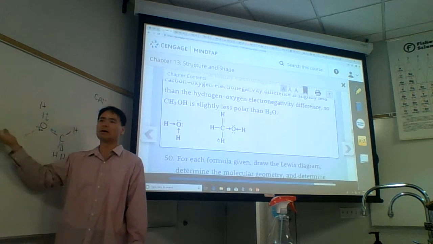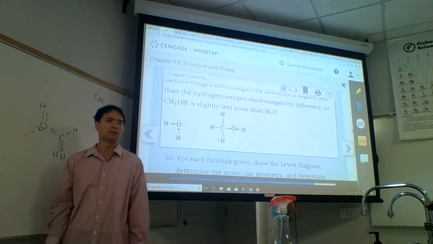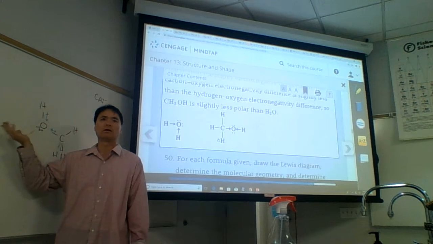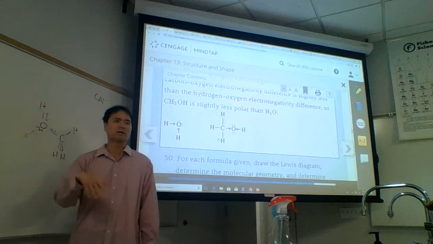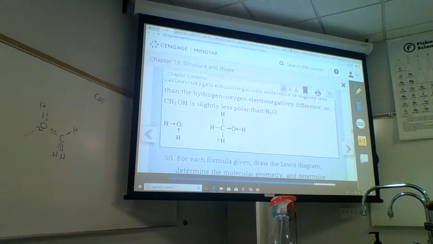Well, methanol is the same way. How much methanol can we add to water? There's no limit. We can add as much methanol as we want because methanol likes water. Water likes methanol. I could add as much water to methanol as I want. However, some things do have a limit, like how much oil can I add to water? Not much, because it'll separate.